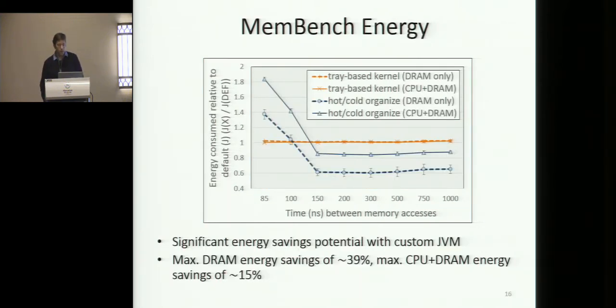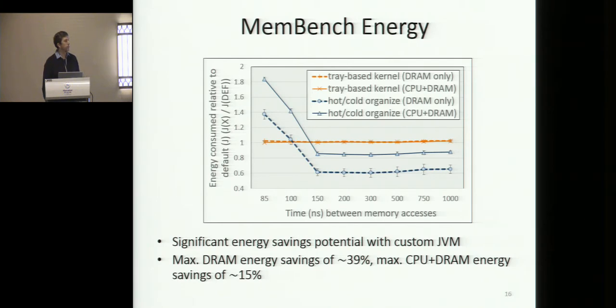Now, while the hot-cold organized configuration will hurt performance in workloads with very high bandwidth requirements, we did find that this configuration consumes much less power than the other configurations with no memory usage guidance. So this figure shows the energy consumed for the tray-based kernel config and the hot-cold organized configuration relative to the default configuration. So energy is plotted along the y-axis, and again we plot the delay interval along the x-axis.